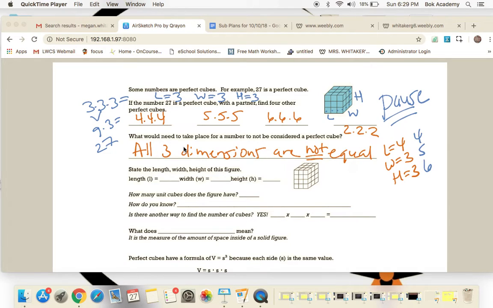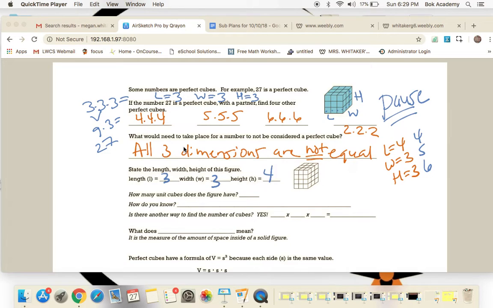Let's go to the next part. State the length, width, and height of this figure. Again, it looks like a cube to me, but maybe not a perfect cube. If I look across, I see... here we go. The length is 1, 2, 3. The width is 1, 2, 3. And the height is 1, 2, 3, 4.